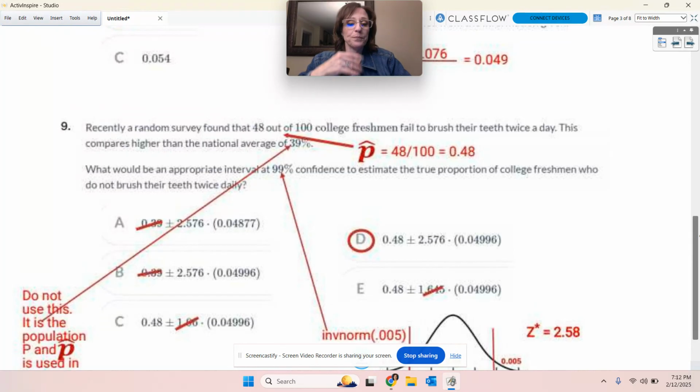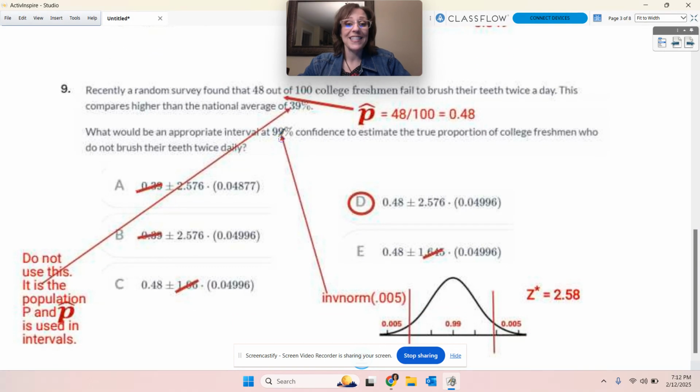All right, here we go. So here again, keeping track, true p versus a p hat. Here we have a survey. So I know this is my sample value, my p hat of 0.48. Then I'm going to make an interval. I'm going to be 99% confident. That puts 99% here in the middle. Then I'm going to have half of a percent, 0.005, in each tail. So I'm going to inverse norm 0.005. That gives me a critical value of 2.58.